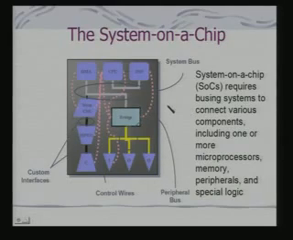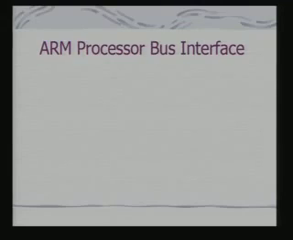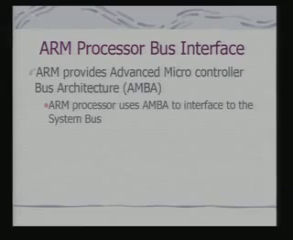Now here obviously my bus specification and bus protocols have to be different from what we have considered and seen for a PCB requirement. So in this context we shall look at the ARM processor bus interface. In fact, many of the SoCs use the ARM CPU core as the main driving CPU. So ARM provides the advanced microcontroller bus architecture, and this bus is called the AMBA bus. The ARM processor uses AMBA to interface to the system bus.